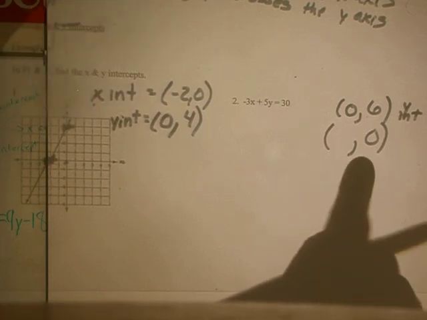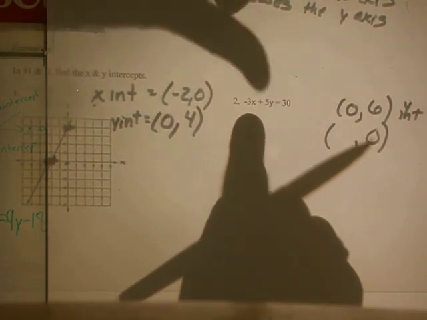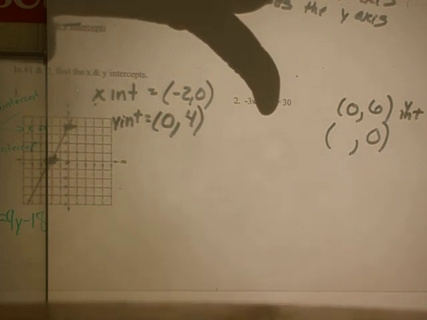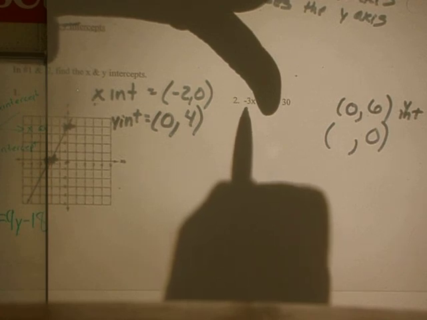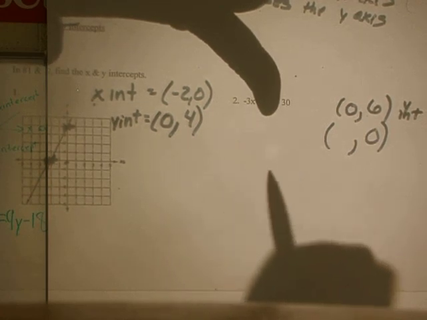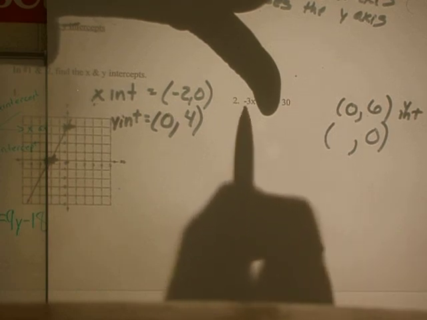And now we can do the same thing right here for y being 0. 0 times 5 is 0, plus -3. This whole thing cancels out. And you are left with -3x equals 30. To figure out what the x is, you can do 30 divided by -3.